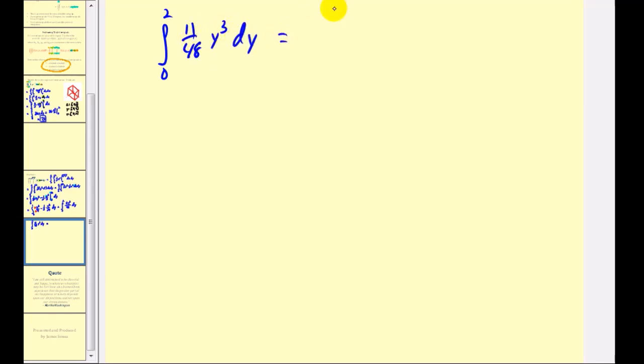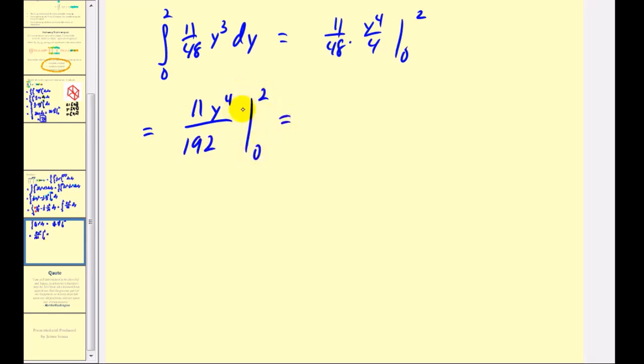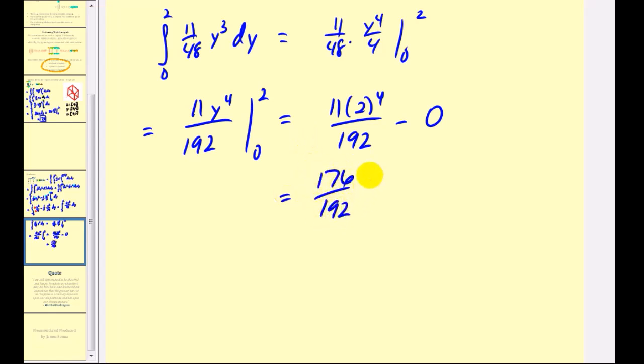So if we integrate with respect to y, we're going to have 11/48 times y to the fourth over 4. So we're going to have 11 y to the fourth all over 48 times 4. It's going to be 192. So when y is equal to 2, we'll have 11 times 2 to the fourth all over 192 minus, and then when y is 0, we'd have 0. So I'll have 176 over 192, which simplifies to 11/12.